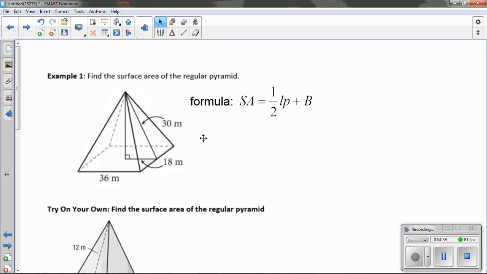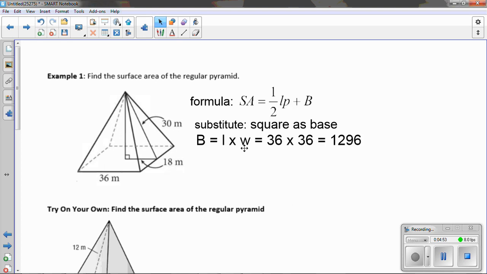And then we go ahead and substitute. So it's a square-based pyramid, because the bottom is square. So we have to find the perimeter of the base and the area of the base. Well, area of the base is just going to be length times width. And all the sides are the same.